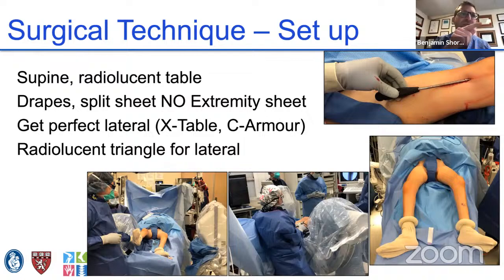We usually will use a split drape and not an extremity drape. The reason for that is that you need to hug the femur when you're putting these screws in, and often with the extremity drape you don't get high enough. And if the drill is right beside the extremity drape, you'll wrap the drill up, which becomes a pain in the butt. We use a radiolucent triangle. You don't necessarily need that. It just helps elevate one leg so that you're consistently in one position when you swing to the lateral.